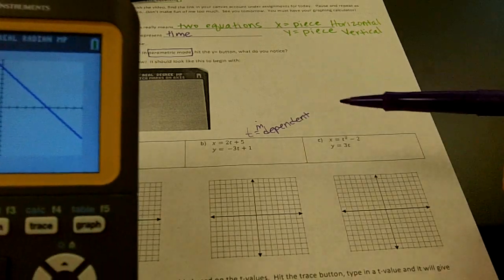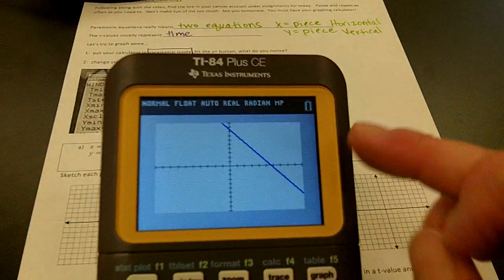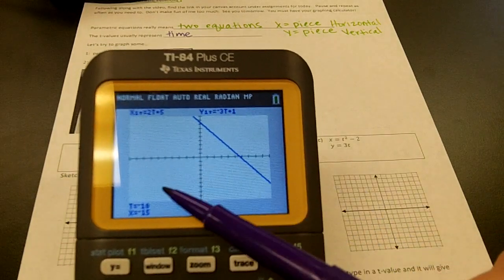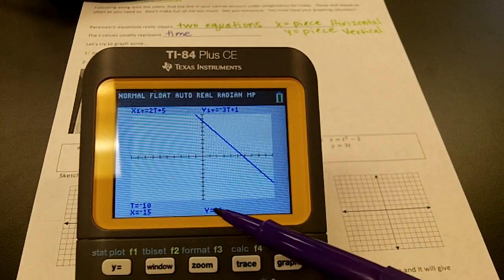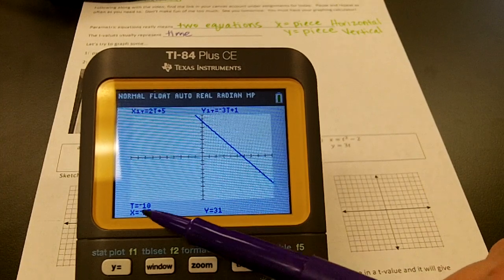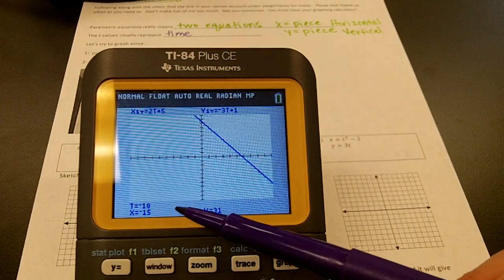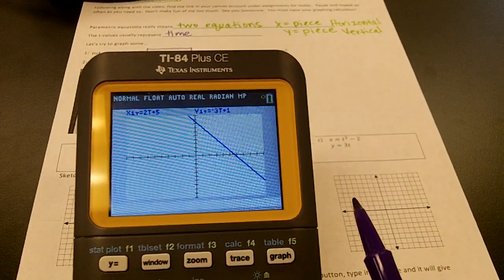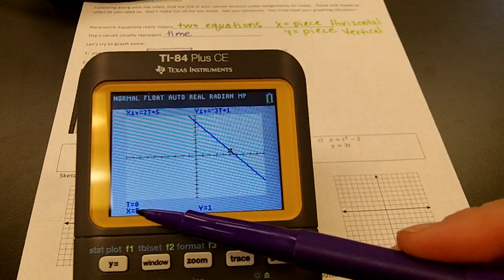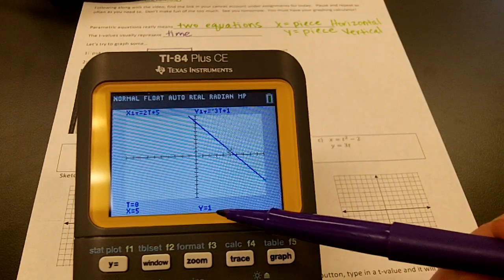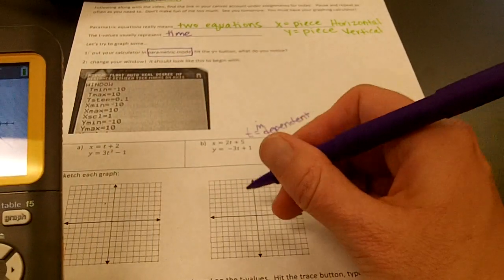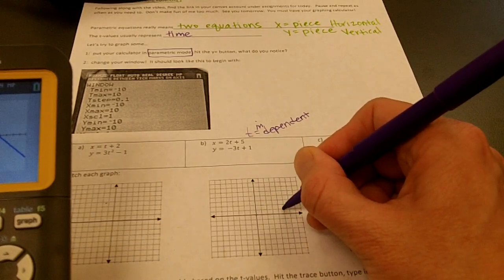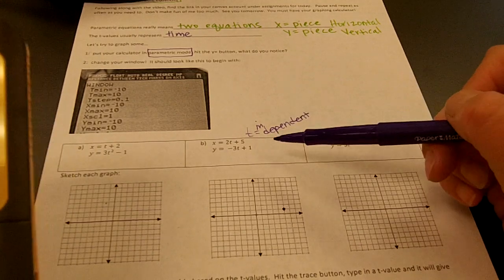So if I want to actually plot some points on this, I'm going to hit trace, and down here I get all of these points after I hit the trace button. Then I'm just going to type in values for t. I'm going to start with 0. So when t is equal to 0, I get the coordinate 5, 1. So I'm going to go over 5, up 1. And you could also do that by hand.